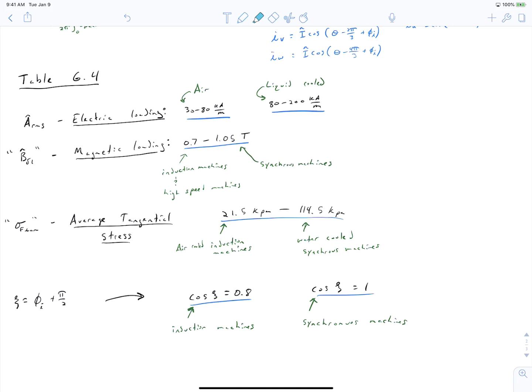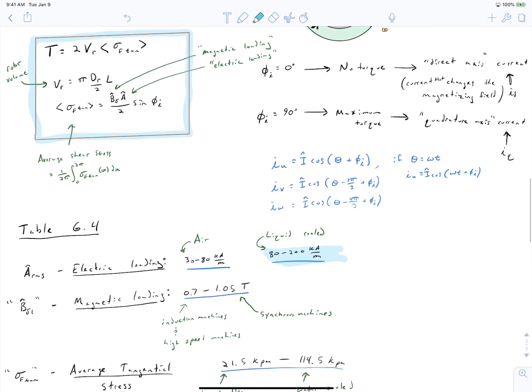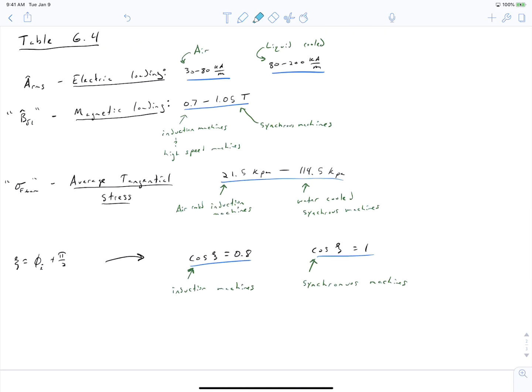You can see, well, if I'm going to achieve a certain shear stress, this is how much I can get. This is how much magnetic loading I can get. Or if I want to avoid using liquid cooling, this is about as good of a job as I can do with electric loading. Whereas if I'm willing to use liquid cooling, now all of a sudden I can have much higher electric loading, and therefore I can make my torque using a smaller rotor because sigma F is larger. And the point of all of this was to give you a physical basis for where this comes from.